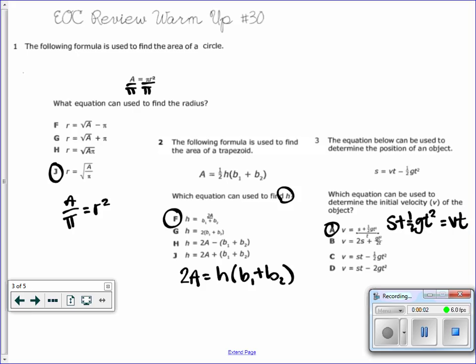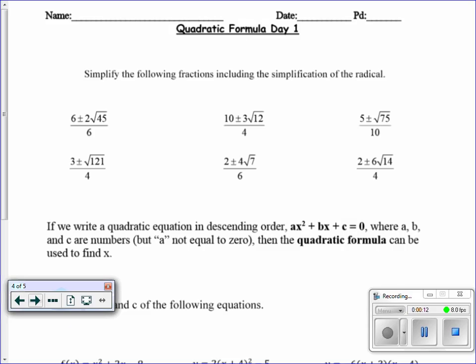Okay, so more of the answers are up here, so hopefully that's what you did. J, F, A. So now moving to our notes for the day. We're going to be using the quadratic formula, which we're not going to get to yet. We're going to practice what you need to know before we get to the quadratic formula.